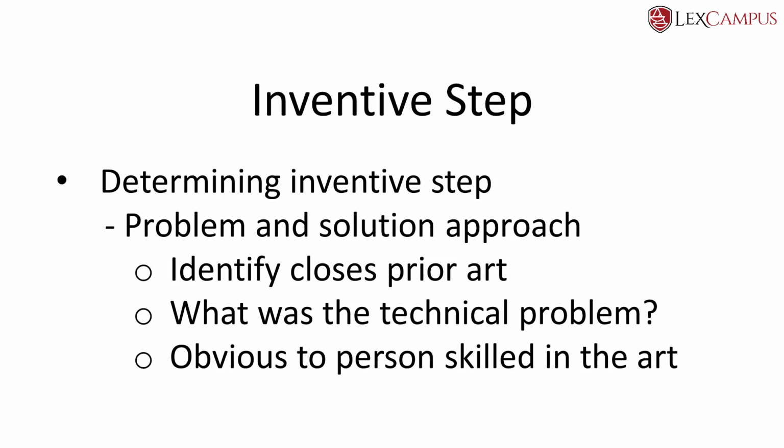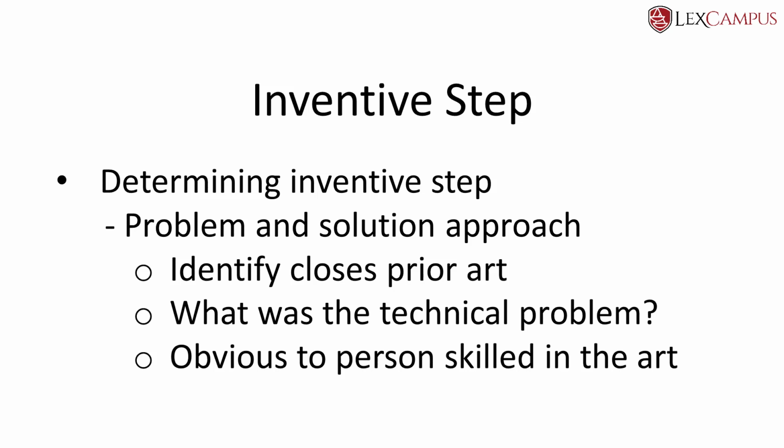In the problem solution approach, the first step would be to determine the closest prior art, because as we mentioned, if we understand the inventive step as a step taken from the prior art which a person skilled in the art could not take, then it means the step was taken from the closest prior art. There could be multiple prior arts in a particular domain. What was the prior art that was closest to this invention?